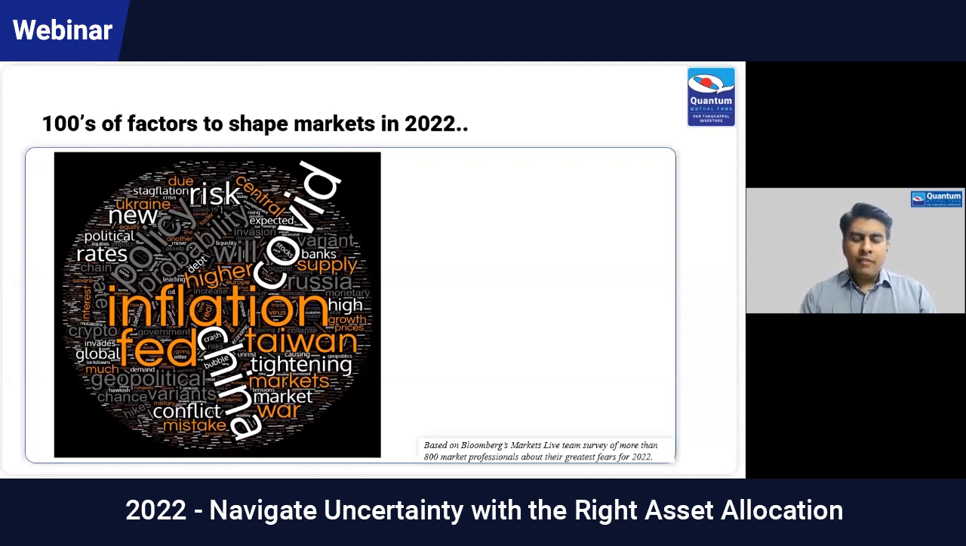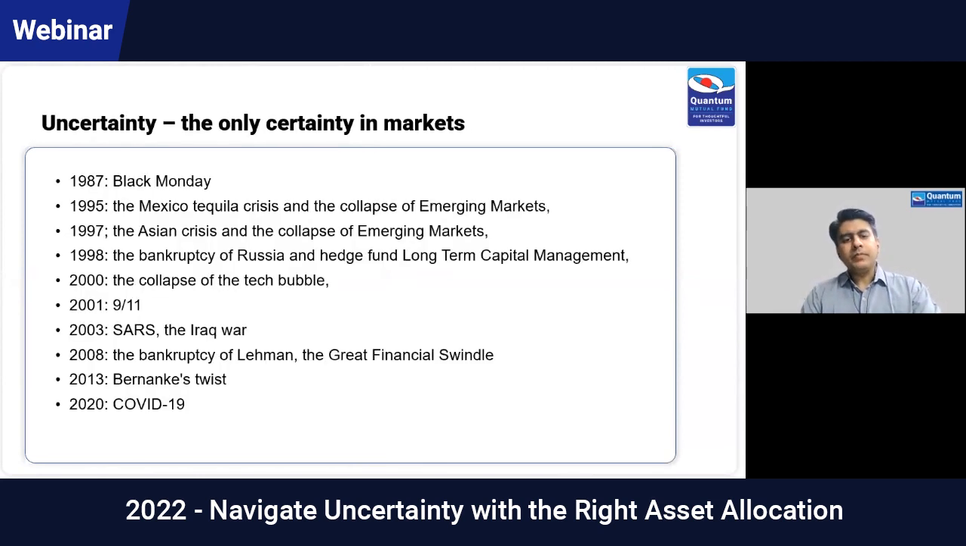We have always heard these kinds of things: COVID has been there for 2 years, inflation is raging up, and there is a change in policies from the Federal Reserve and central banks globally. There are a lot of moving parts around, and it is easier said than done to navigate these uncertainties. And it's not only now. Uncertainty is the only certainty in markets, right?